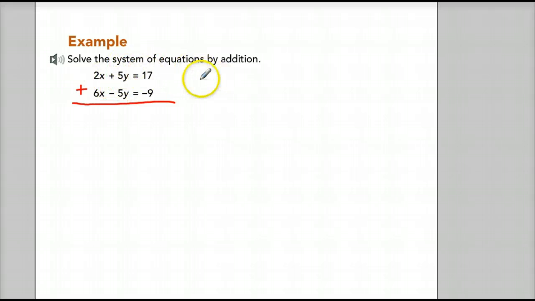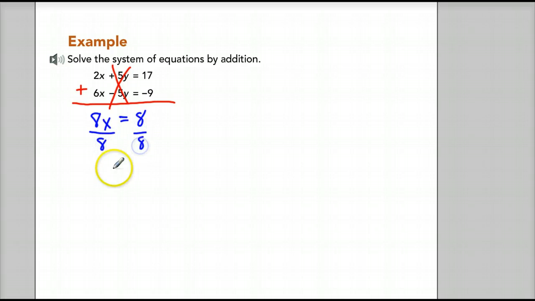Now, first step we want to do is eliminate a variable. Well, we look for opposite signs. 5y here, negative 5y here. These two are easily eliminated. Now we just add up the rest. 2x plus 6x is 8x. 17 plus a negative 9 is going to give us 8. We divide both sides by 8. And we get x equals 1.